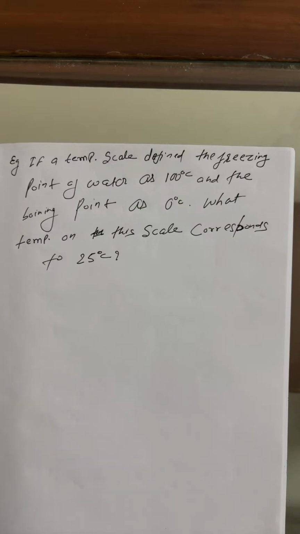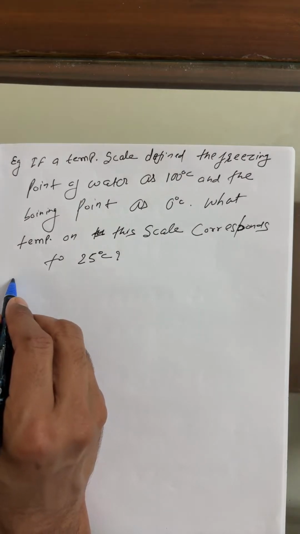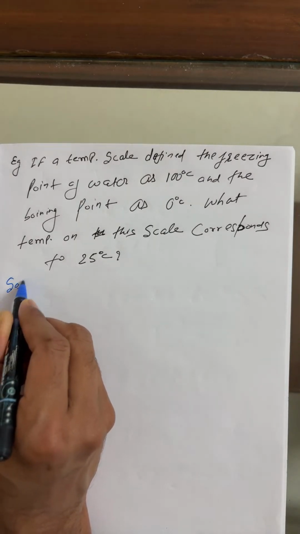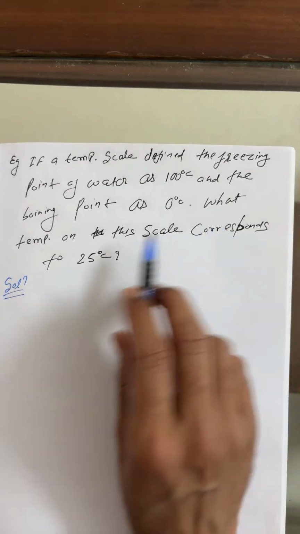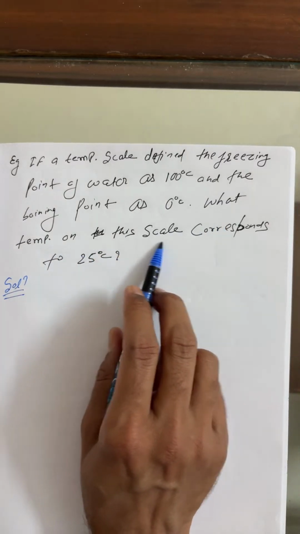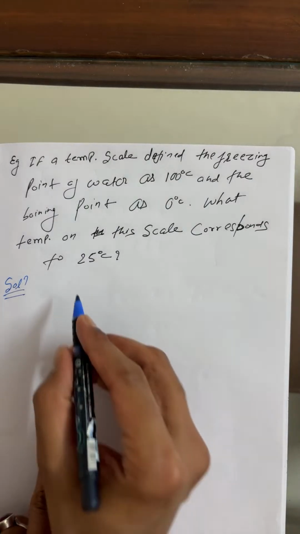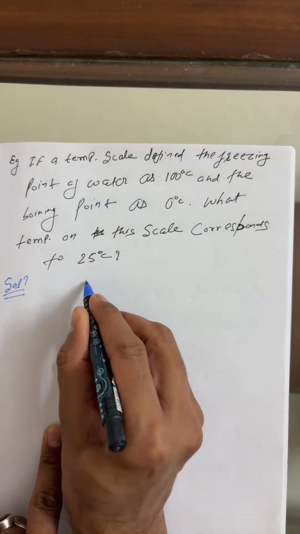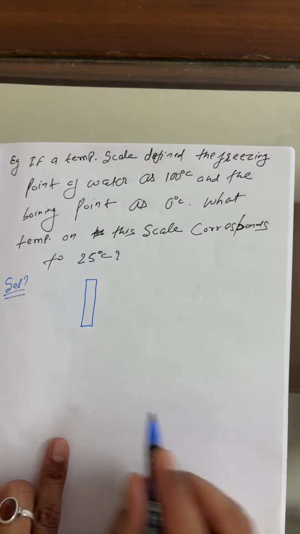Now, Sagar, I'm going to solve this question. Listen to me very carefully. It's not a tough question. Just read carefully: we wish to find what temperature on this scale corresponds to 25 degrees Celsius. So simply, make a diagram first, means make the scale here.